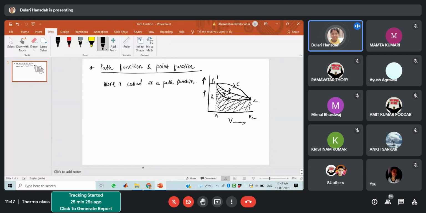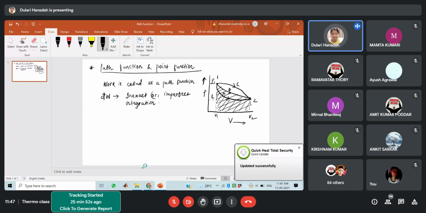In this case, we put a quote mark above the d, and this term is telling us inexact or imperfect integration. Why? Because it is an imperfect differential.